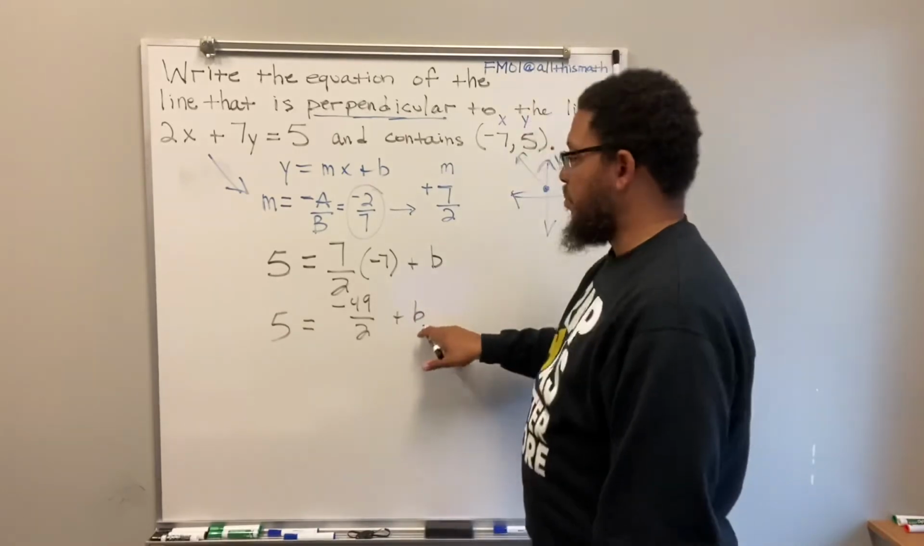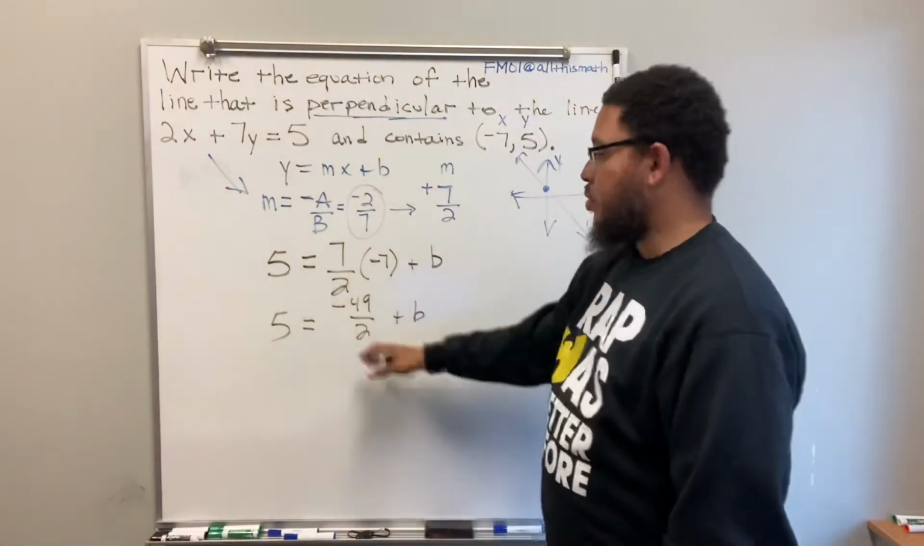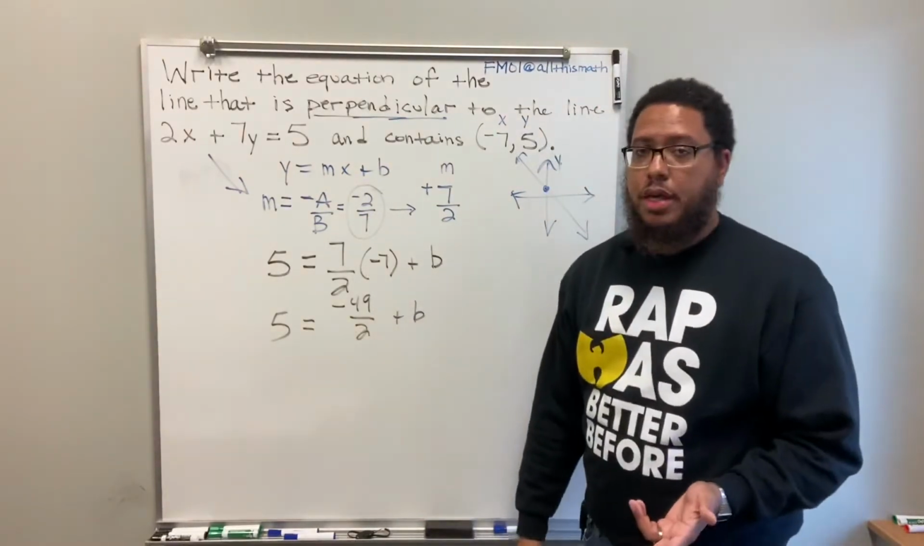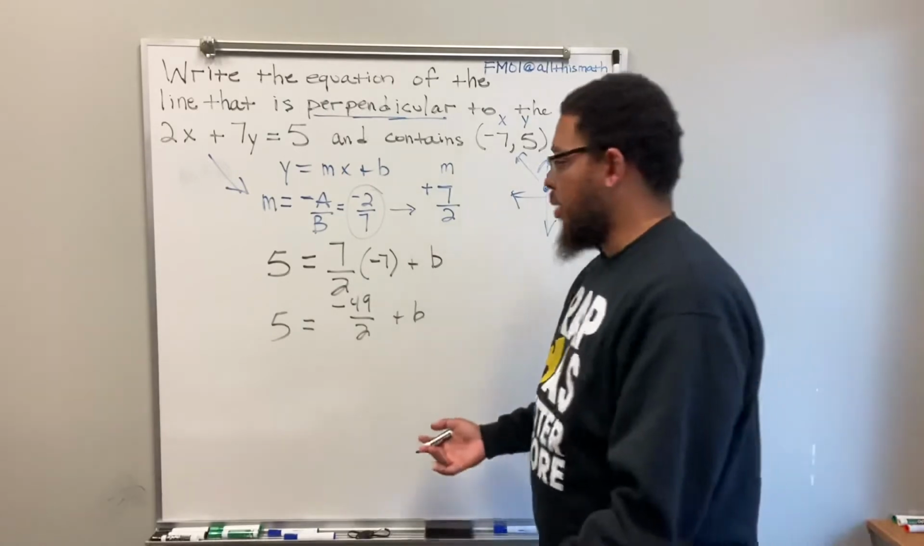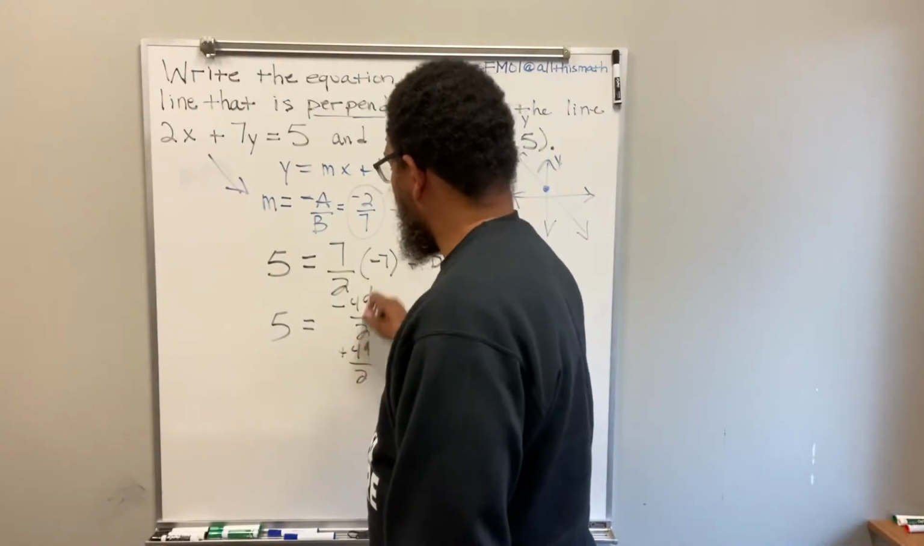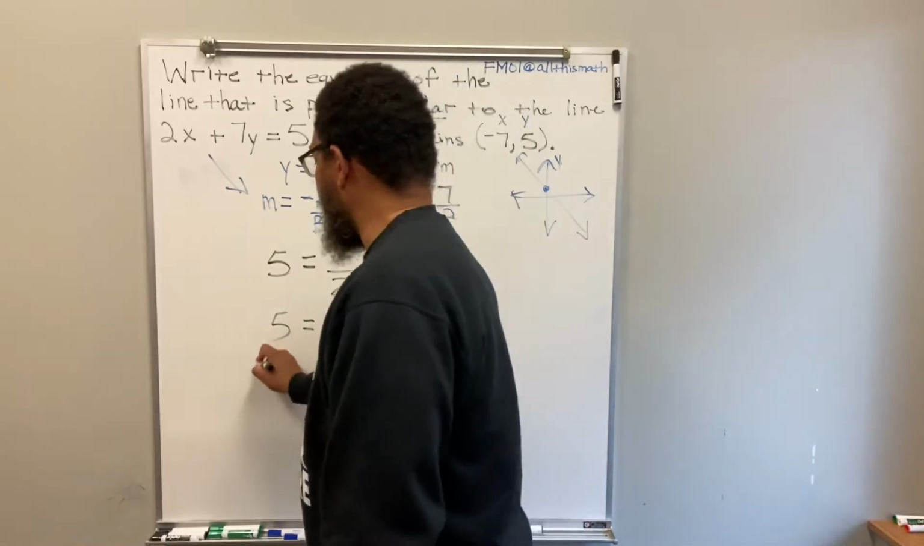Now I'm trying to isolate B. That's how we solve for things. We isolate. So I've got to get rid of this -49/2. The opposite of -49/2 is +49/2. So really all I'm doing is adding 49/2 over here to get rid of this, and I also have to add 49/2 over here.